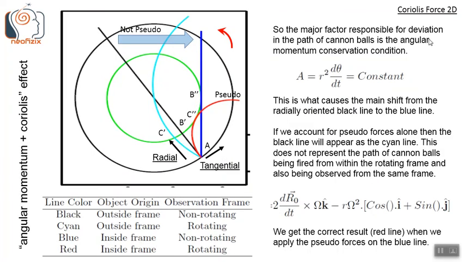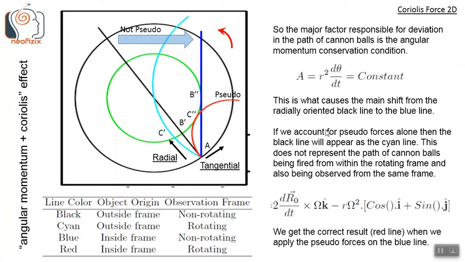So the major factor responsible for deviation in the path of the cannonballs is the angular momentum conservation condition, that is A equals r square d theta by dt. This is what causes the main shift from the radially oriented black line to the blue line. This is the major shift. If you are saying it is veering rightwards, this is how we get it when we shift from this black line to blue line due to angular momentum conservation.